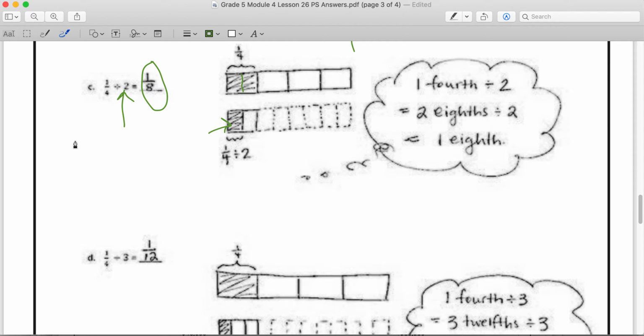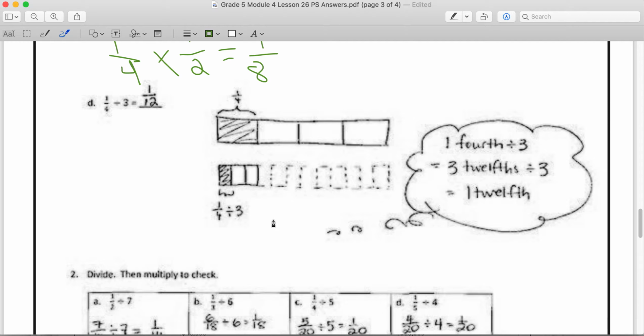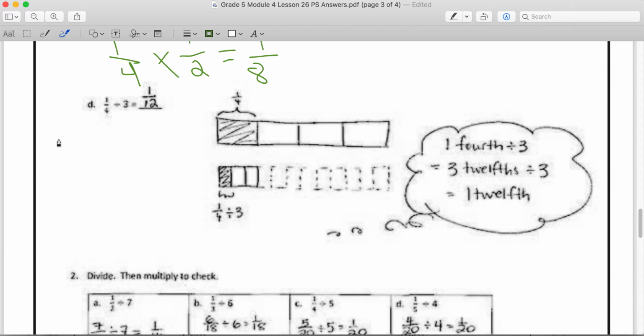Okay. All right, again, 1/4 divided by 2 is the same thing as 1/4 times 1/2, and that's equal to 1/8. Okay. All right, let's keep going. 1/4 divided by 3. The math of it, you know: 1/4 times 1/3. Keep, change, flip. And so that's 1/12.